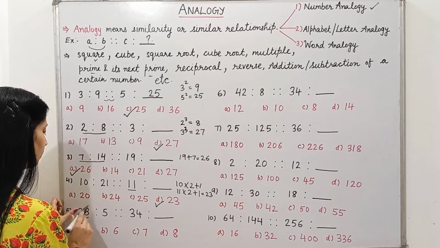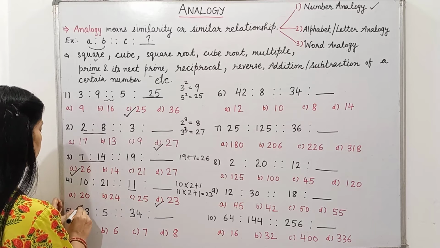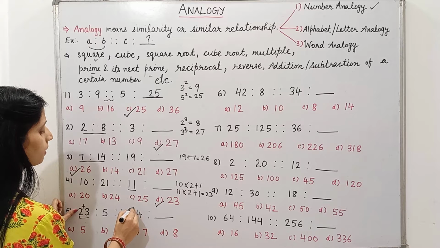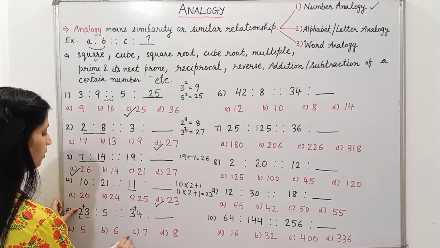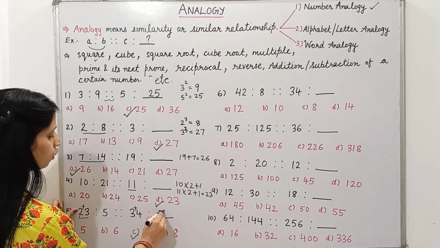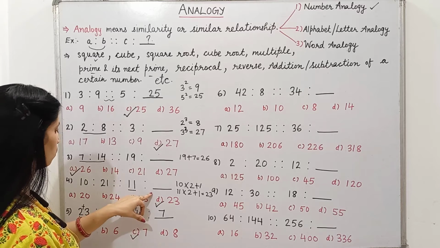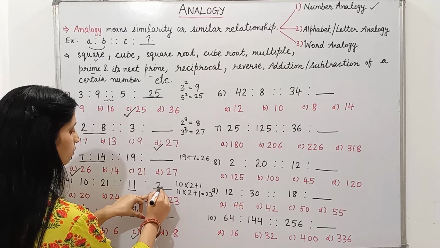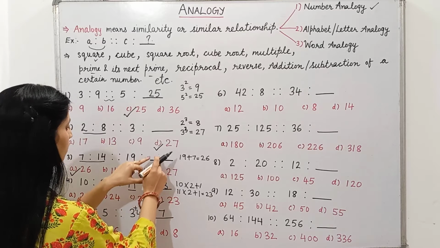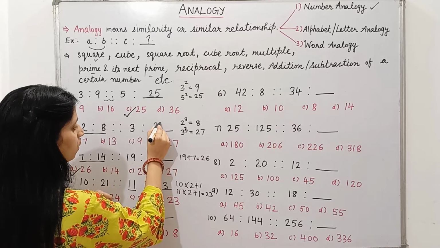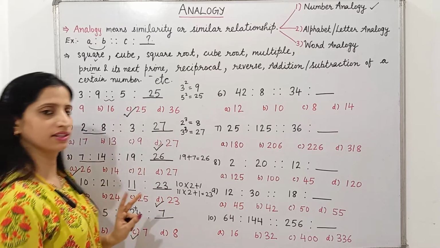If we add the digits given in 23, 2 plus 3 is 5. Similarly, if we add 3 plus 4, we will get 7. So 7 will be our correct option. So let's write 7 here. In this one, we will write 23. I am writing 23 was our answer. And here 26 was our answer. In this 27. Now I have written the answers in every question.